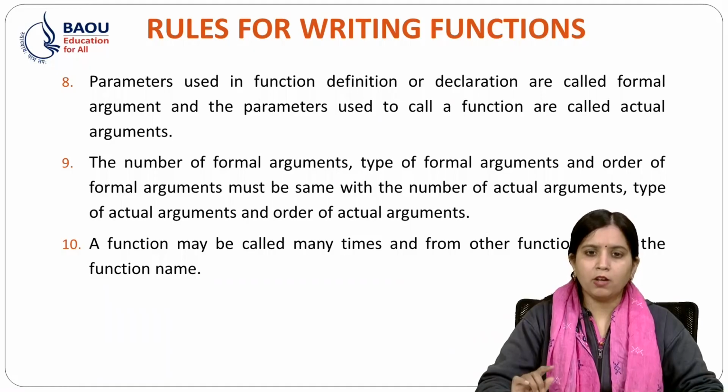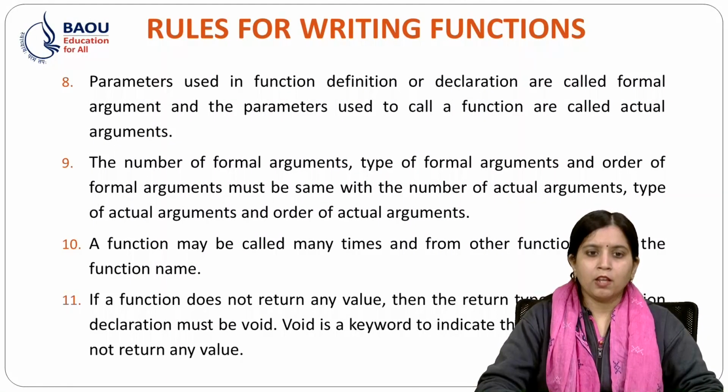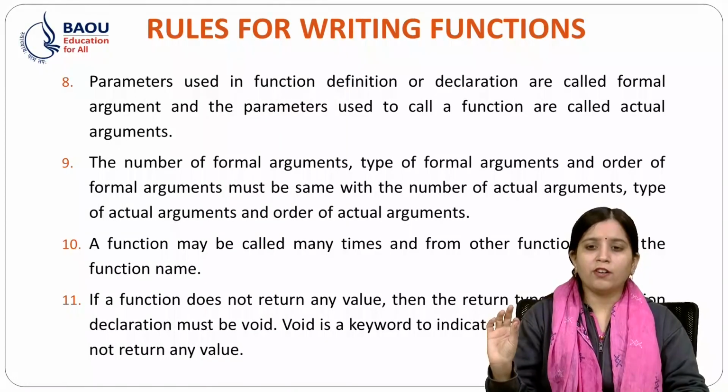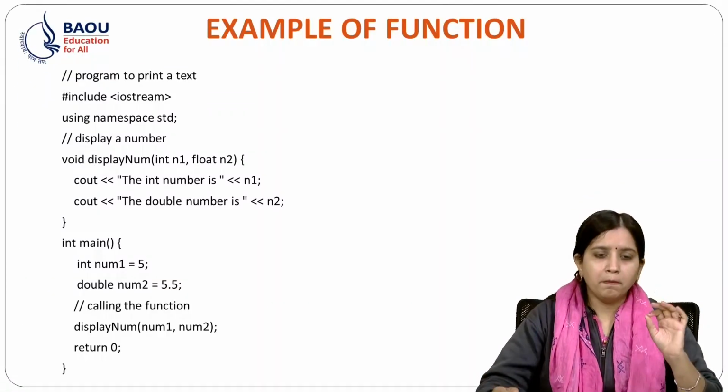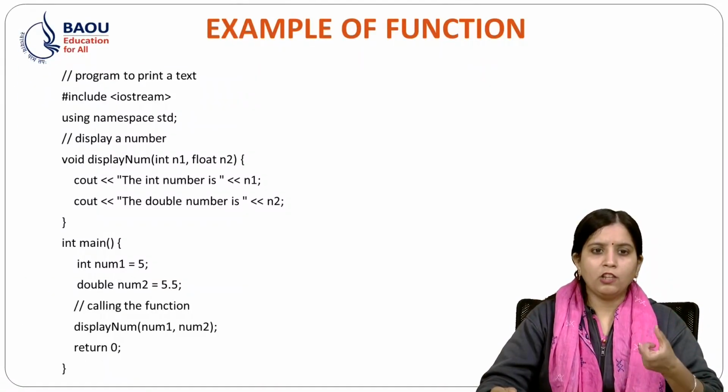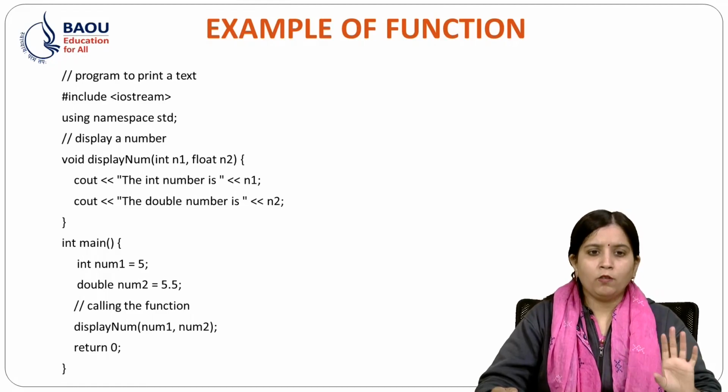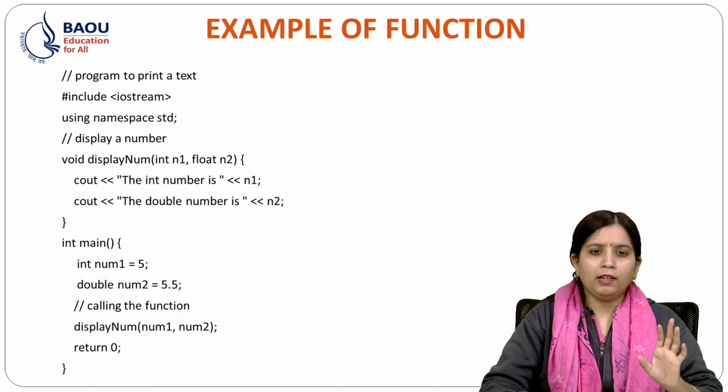A function may be called many times and from other functions. If a function does not return any value, then the return type must be void. Void is a keyword to indicate that the function is not returning any value. I have simply made one function, that is void display. It will show me that int num1 and float num2.